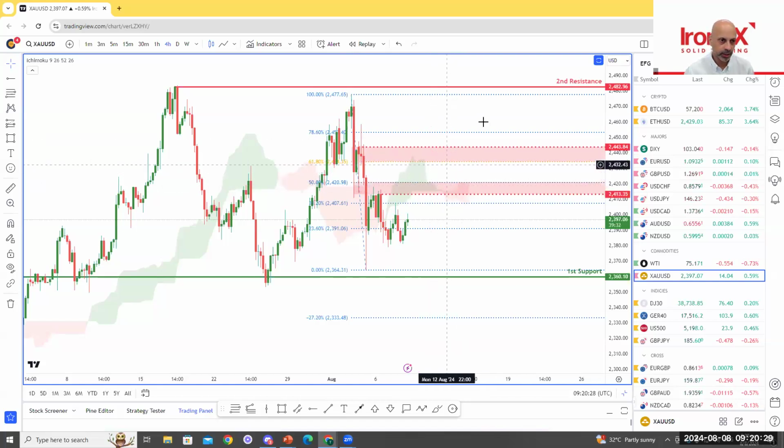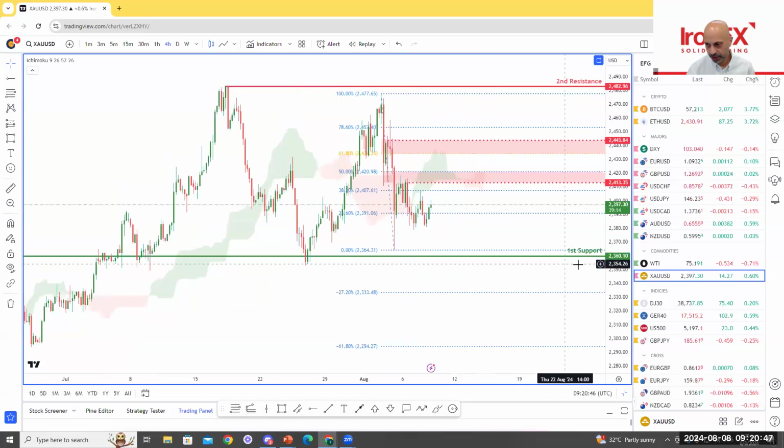And should prices continue to climb higher, we can then target the next take profit zone between $2,435 and $2,444 per ounce. This is how we can use potential resistance areas to identify suitable take profit zones for the long trades. Now, as we know here, the first major support for gold is at $2,360.